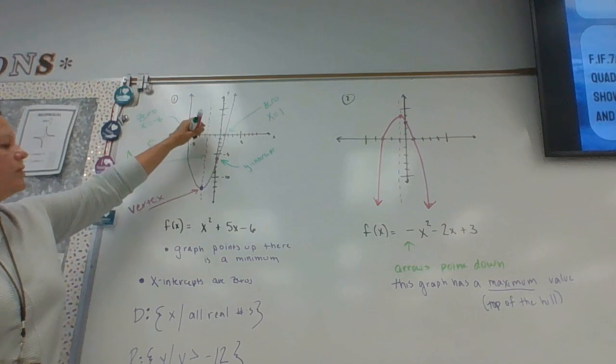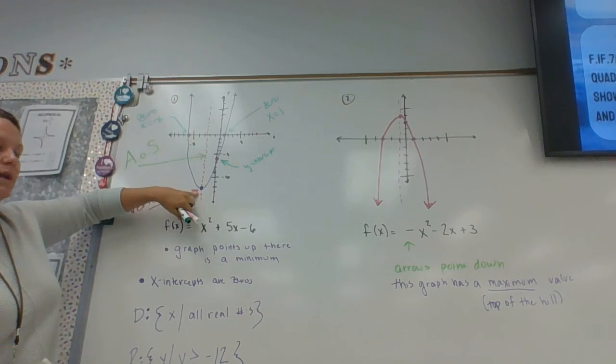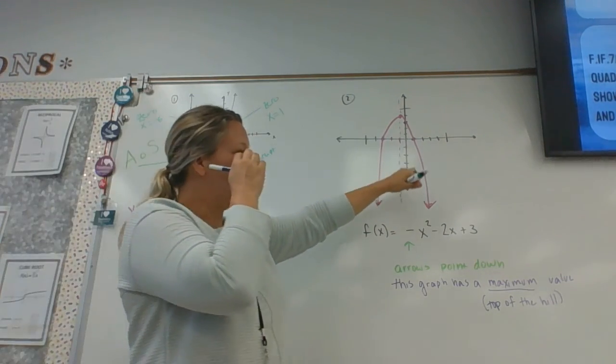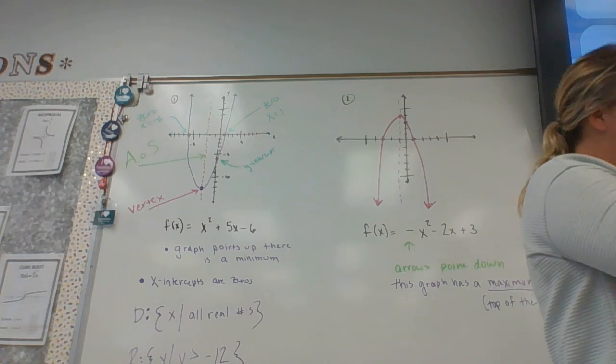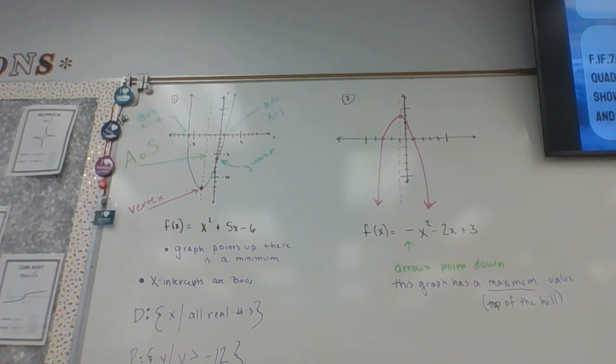So if the graph points up, that's called a minimum. It's the bottom of the valley. If the arrow points down, there's a maximum. It's the top of the hill. So a graph can either have a maximum or a minimum. It can't have both. If it had both, it would be an oval, or an ellipse, we call that.